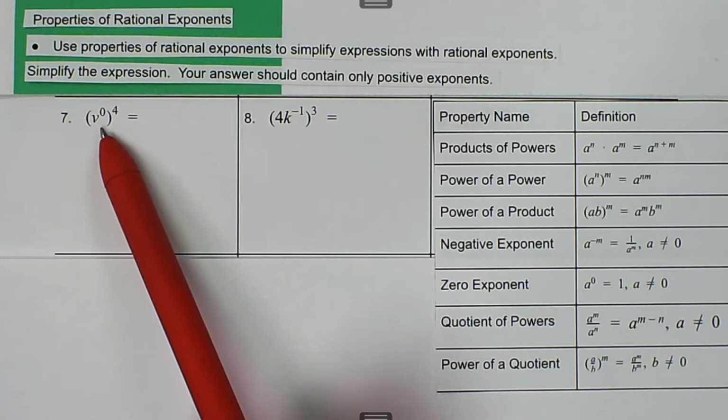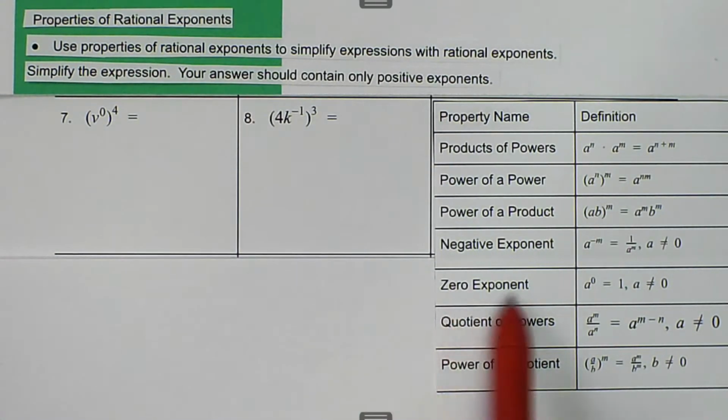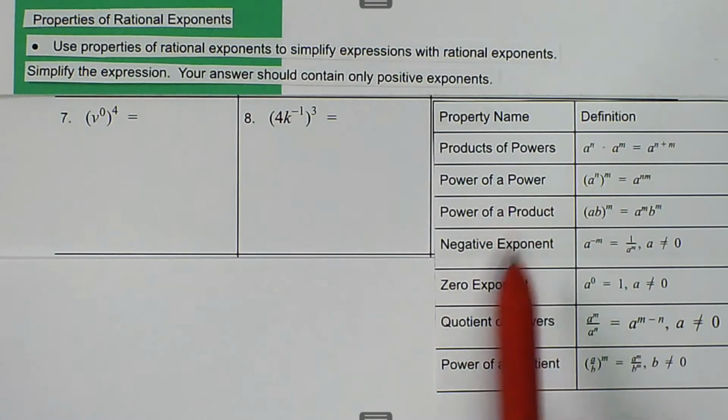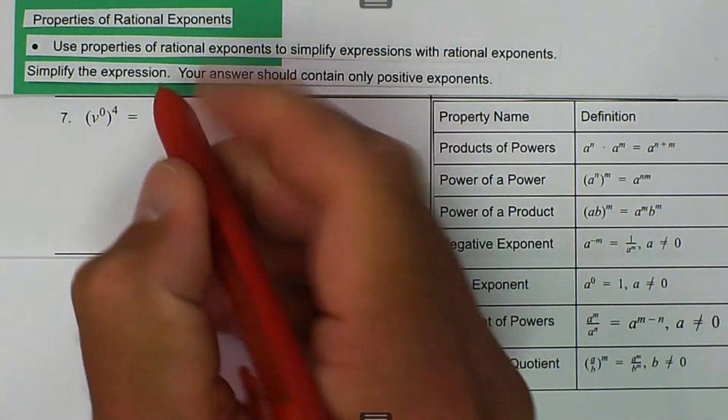Your answer should contain only positive exponents. So here we have v to the 0 raised to the 4th power. There's two ways we could do this. We could do the 0 exponent first, or we could do power of a power first. I'm going to do 0 exponent first.